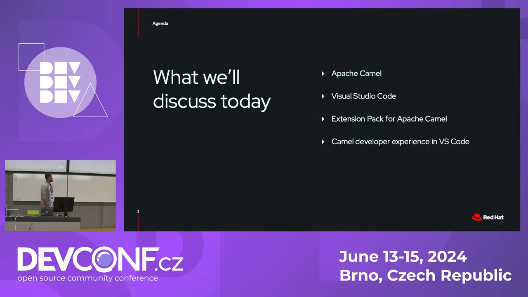All right. So just a short agenda of what we will discuss today. First of all, I would like to briefly introduce the Apache Camel framework itself. What is it? What is it for? How can it be useful? Then a short intro about the platform we are bringing the developer tooling to, which is Visual Studio Code. That should be a minor part of the presentation, and for the major part, I will be talking about the extension pack for Apache Camel, which is a set of extensions. Basically, it's the tooling we are providing for Apache Camel in VS Code.